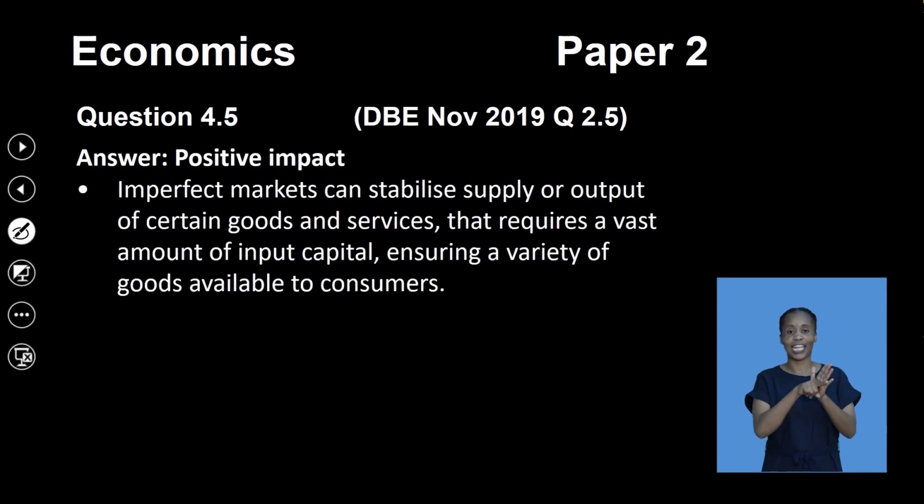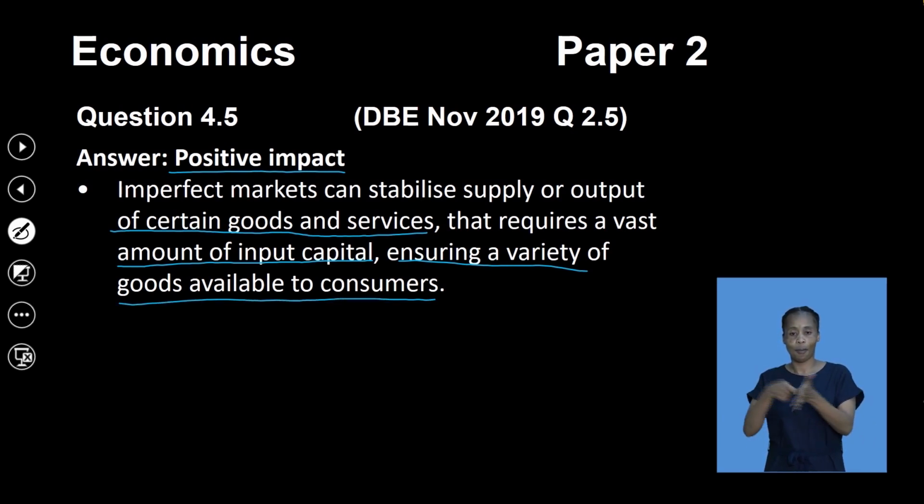Now we are looking at positive impacts. Right, now we are looking at positive impacts. Right, the first one says imperfect markets can stabilize supply, especially of output of certain goods and services that require a vast amount of capital, ensuring a variety of goods and services is available to consumers.